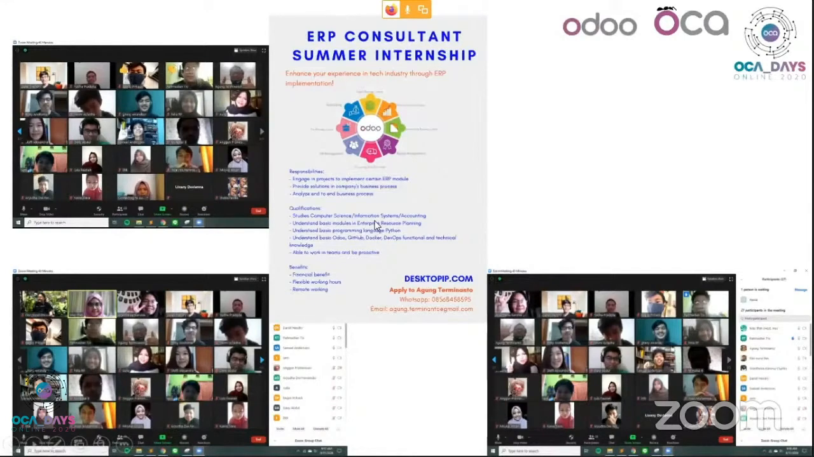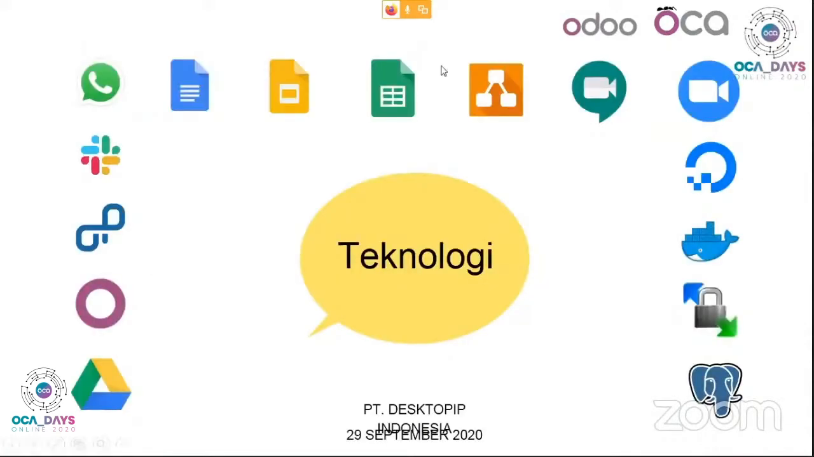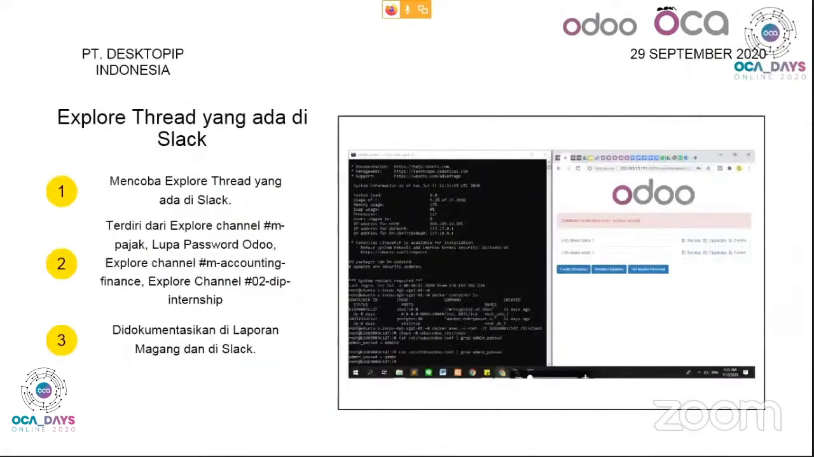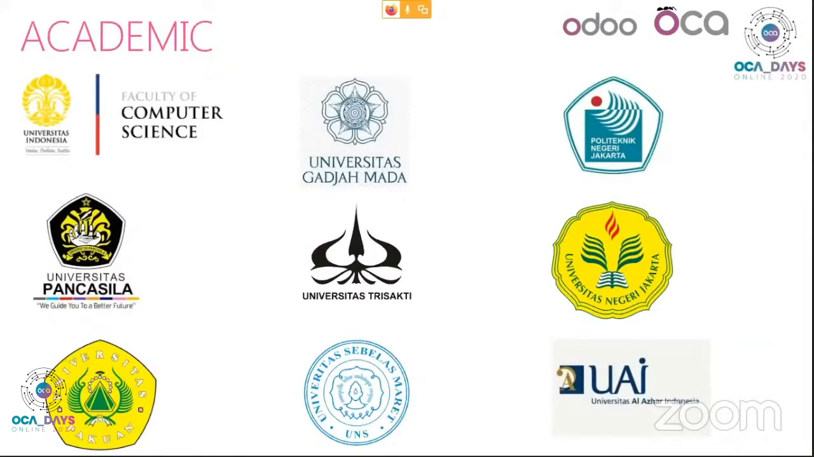And now about the COVID-19 pandemic, with work from home and virtual conferences, something like that. This is one of the students. All the technology, we work from home. This is for the Odoo open project, Slack, etc. This is about the result of the internships, before and after. With Odoo version 12, it is about the thread with Slack. It is about the scenario with the module finance. And next is about the academic.